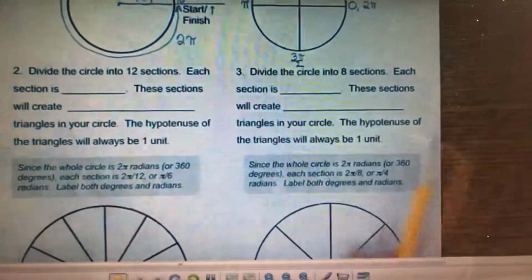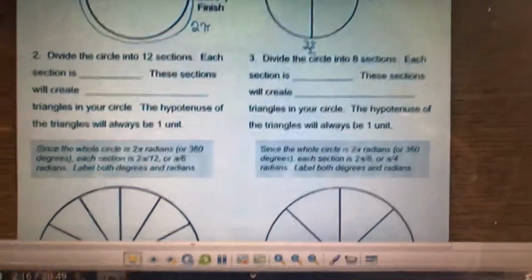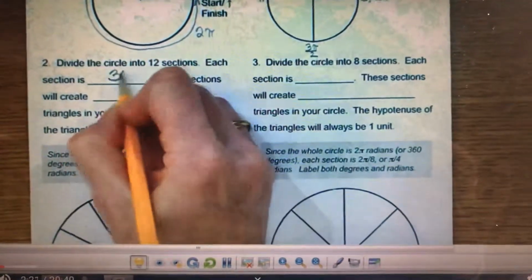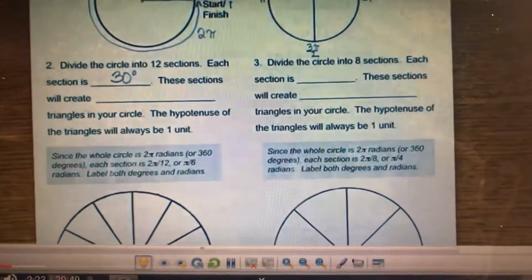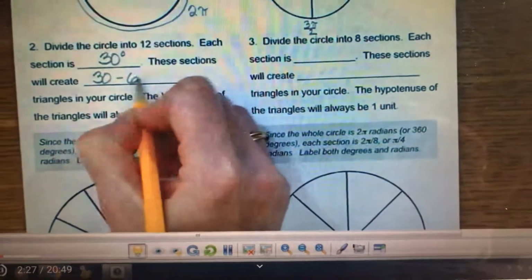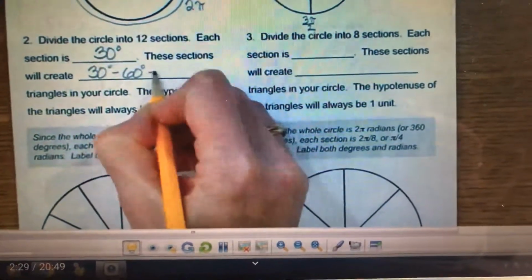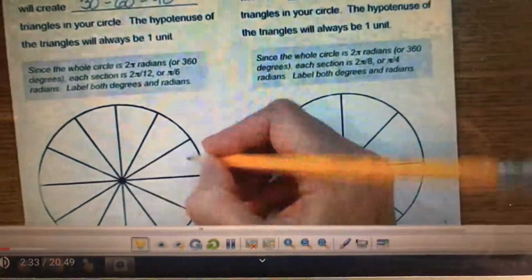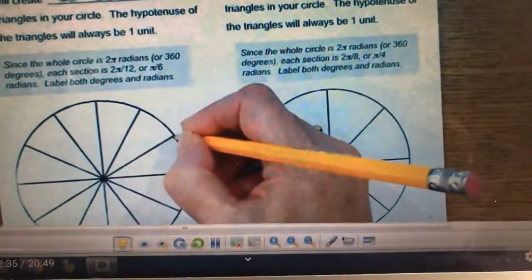Alright, so now we're going to talk about the unit circle. The first thing you need to do is divide the circle into 12 sections. Each section, since 360 divided by 12 is 30, would be 30 degrees. These sections are going to create 30, 60, 90 degree triangles. The hypotenuse of the triangle is always the radius, or 1 unit.